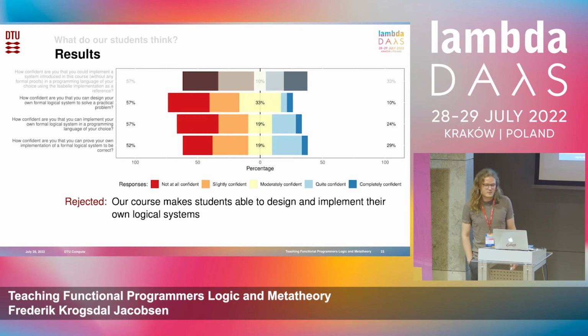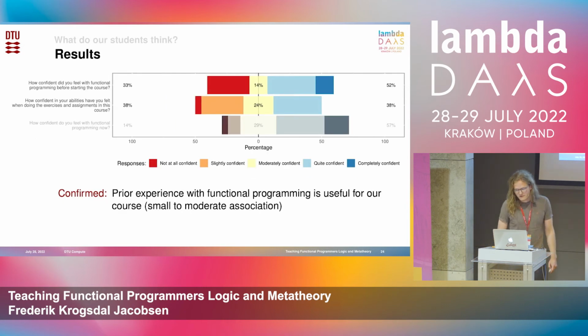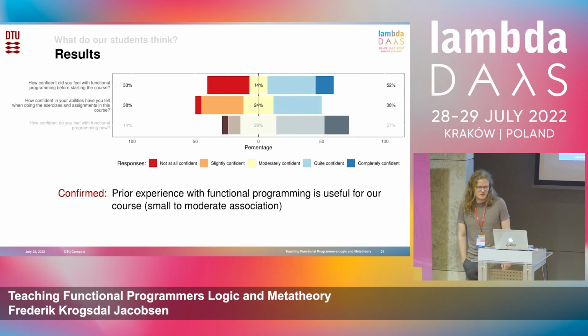Then also that they're able to design and implement their own logical systems. And again, we must say, slightly confident at best is what the students thought about this. Not all goals were met. We're still evolving. So now the final one was that actually functional programming was useful for our course, and there is a statistically significant but small to moderate association here. Read the paper for the exact numbers and also how we calculated that.